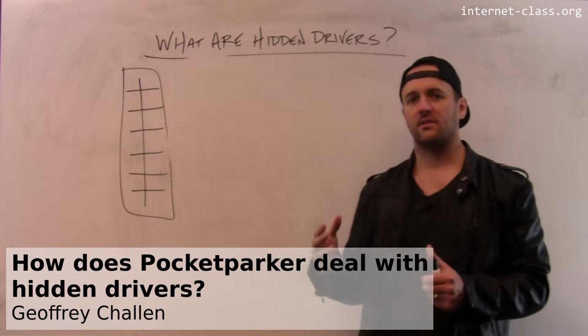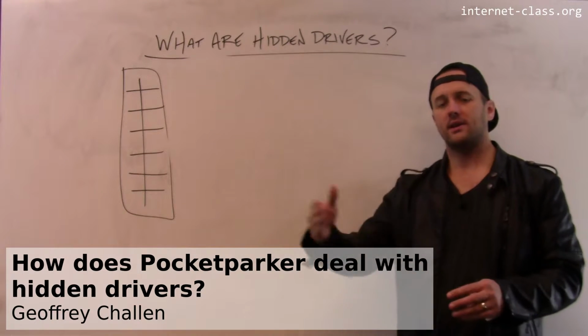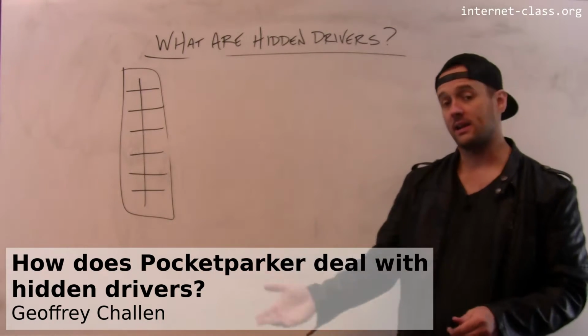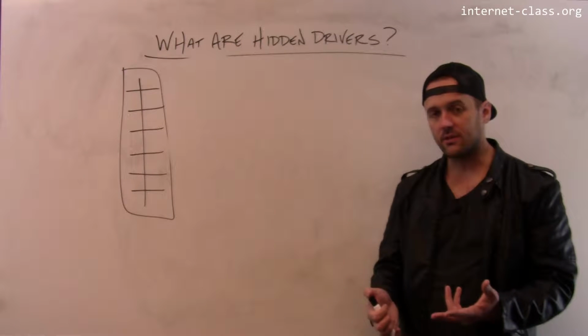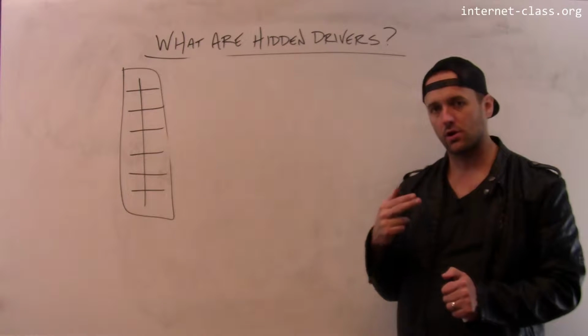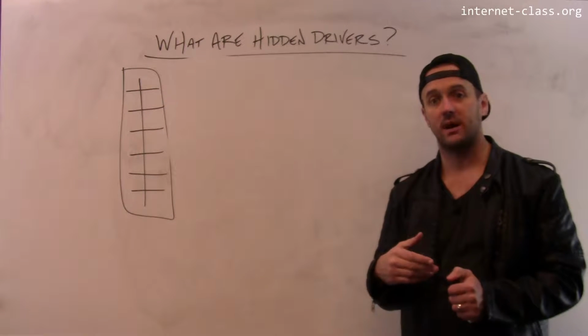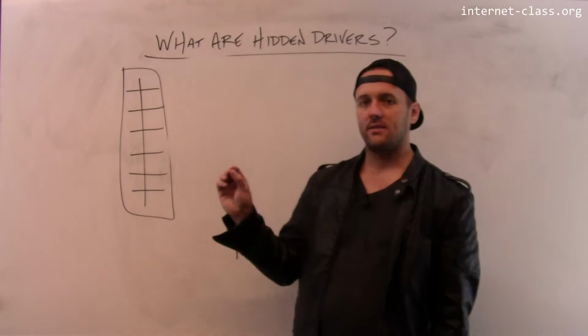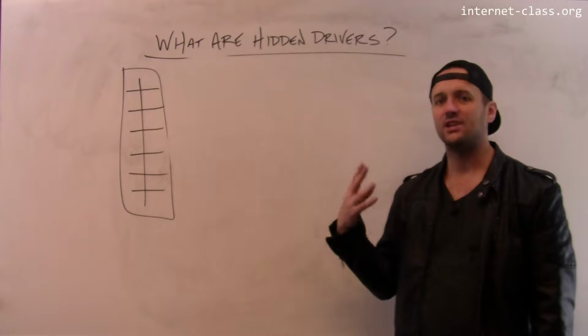The Pocketparker system uses these two events. Walking to driving indicates I left a spot. Driving to walking indicates that I arrived. And I try to use those to maintain an accurate per lot count of how many spots are taken or available. The problem with this is the presence of so-called hidden drivers.